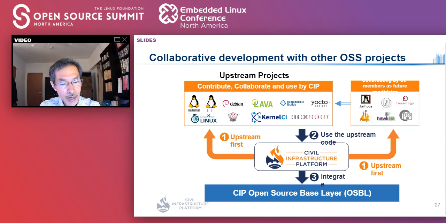But it enables us to share our outputs with the upstream. At the same time, the risk of conflicts can be eliminated. CIP is aiming to sustain target systems and devices during their life cycles, which are very long by their nature. So the upstream first principle is essential to achieve our goal.